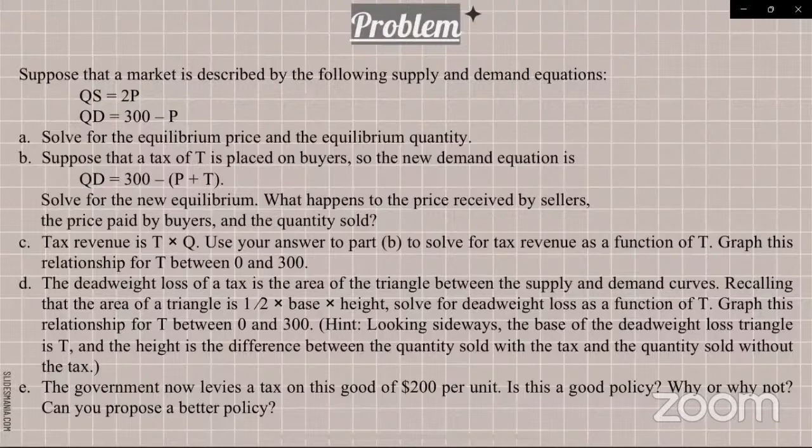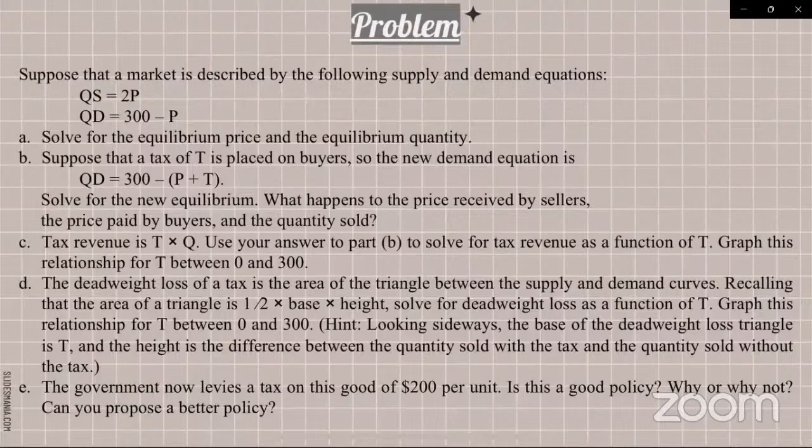A. Solve for the equilibrium price and the equilibrium quantity. B. Suppose that a tax of T is placed on buyers, so the new demand equation is quantity demanded equals 300 minus P plus T. Solve for the new equilibrium. What happens to the price received by sellers, the price paid by buyers, and the quantity sold?